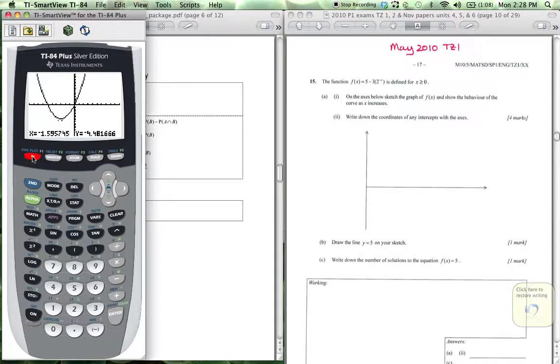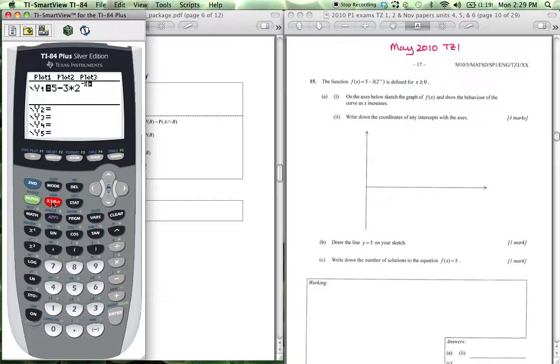So let's do that. Here we just want to clear the previous graph. We're going to put this one in, so it's going to be 5 minus 3 times 2, and here we do to the power, and it's going to be minus x. So we need to put this minus x, that's going to be my graph.